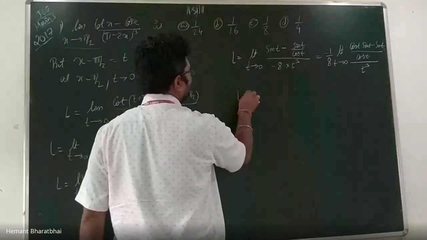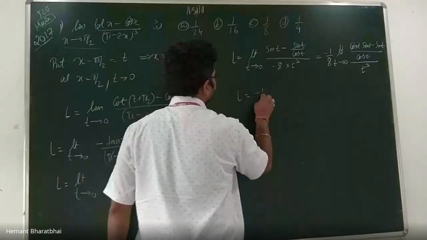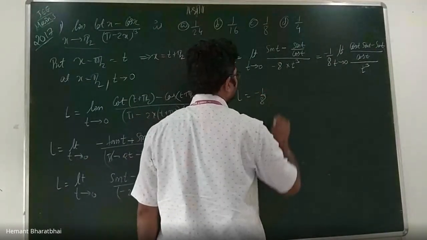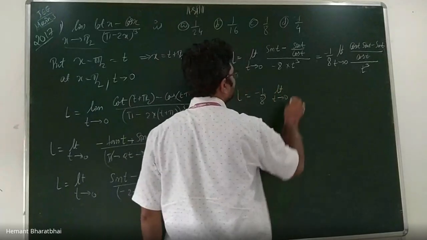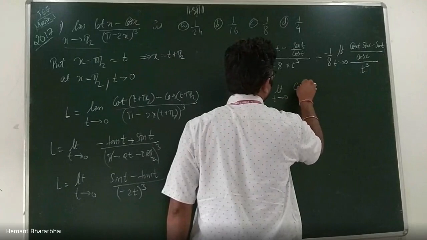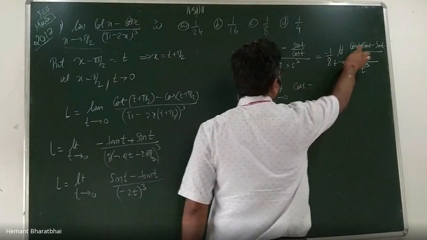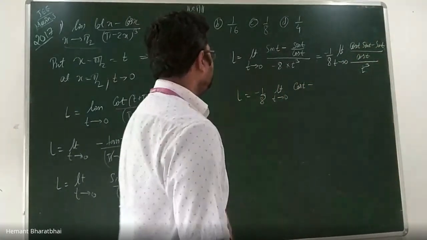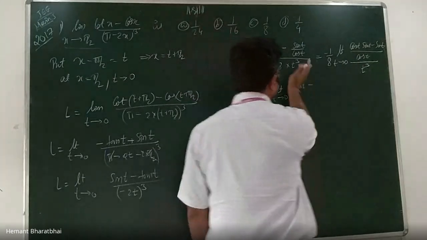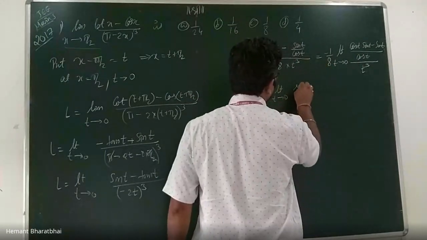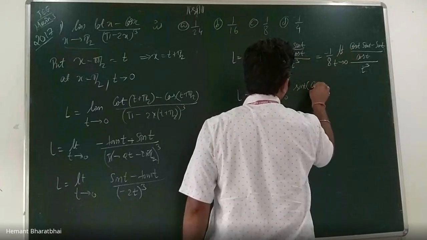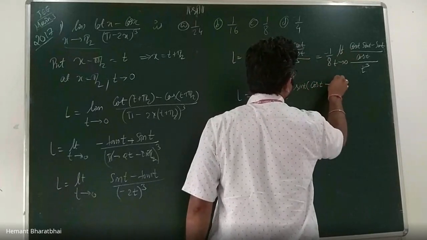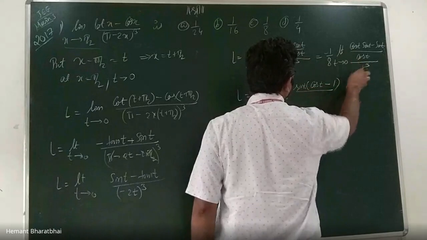Therefore, I will get L is equal to minus 1 by 8 limit of t tends to 0, cos t into sin t. There also sin t is there, so I will take sin t as common. When I take sin t as common, what will remain here is cos of t minus 1, and this cos t goes down.